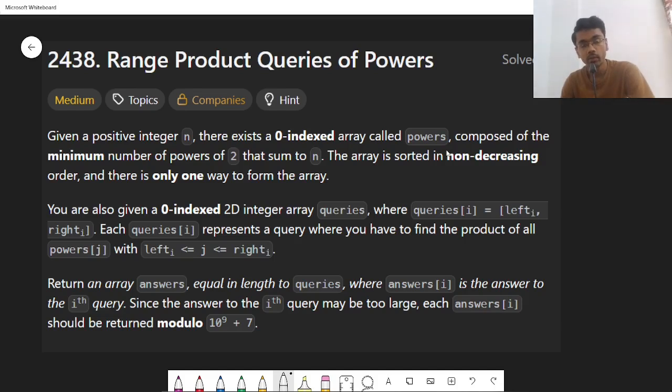So hello everyone, in this video we will solve another LeetCode problem, and the problem name is Range Product Queries of Powers. It is medium rated and the problem number is 2438. So let us read the problem statement first.